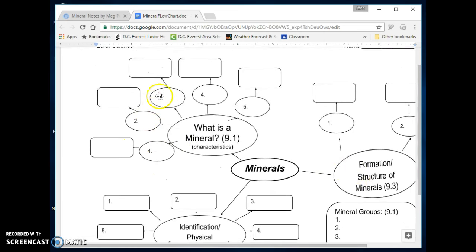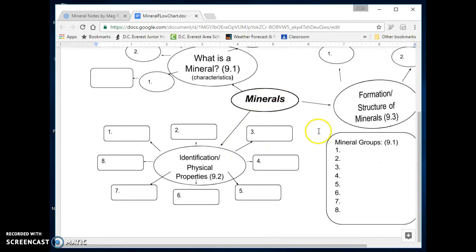And up here you should have your 5 properties, right? You should have naturally occurring, inorganic, definite chemical composition. You should have solid here, and you should have crystal structure here. And again, you should have things written about those there. You can always replay the video or go back and watch certain sections over. Leave this area blank for now. We will cover this area in the next video.